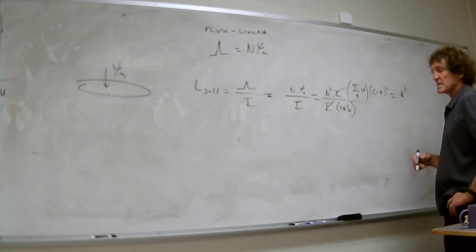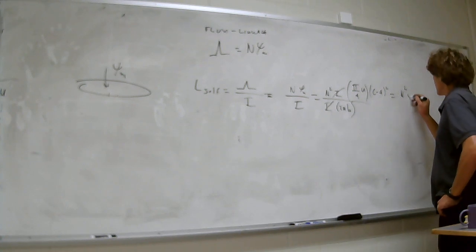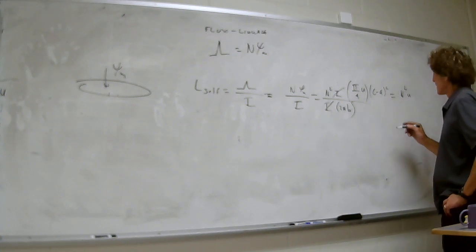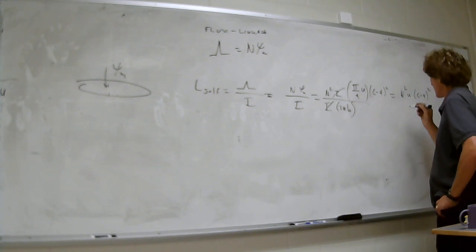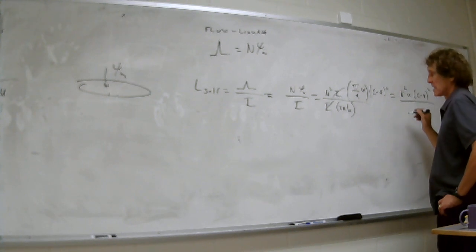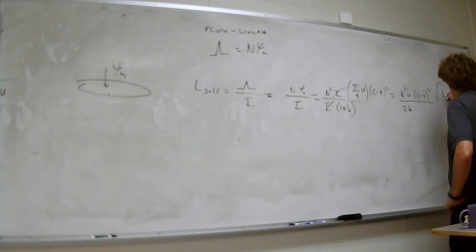Whenever you have a coil like that, self-inductance will always be proportional to N squared. It's times mu, then times (c minus a) squared on top, divided by 2b on the bottom. And that would be the inductance in henries.